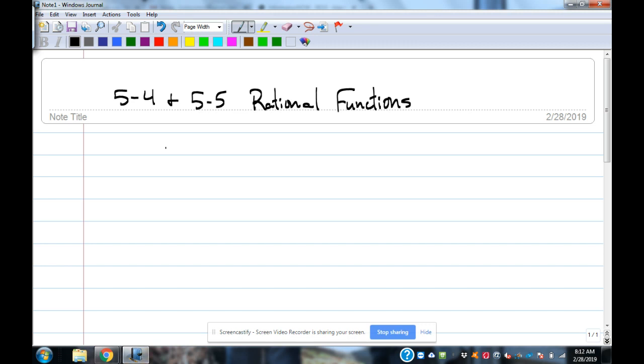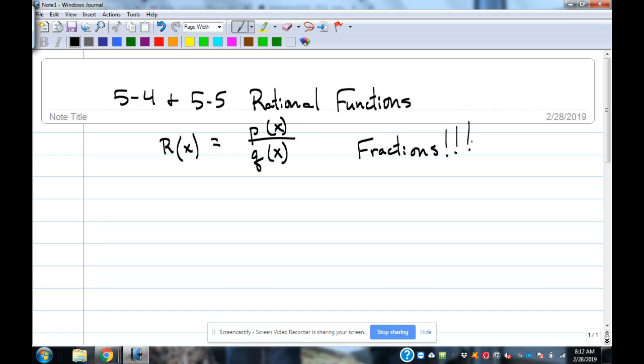Rational functions are just polynomial over polynomial. So you've got some polynomial function on the top over some polynomial function on the bottom. It turns into just a big fraction. Everybody's favorite part of math, fractions. We love them so much that we hate them. Okay, so fractions with polynomials is what we're dealing with here.